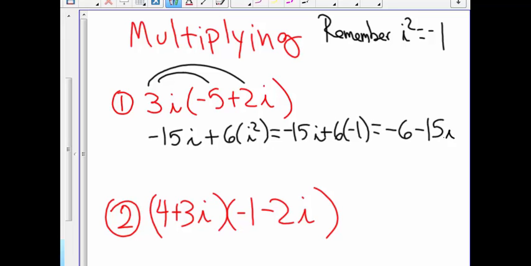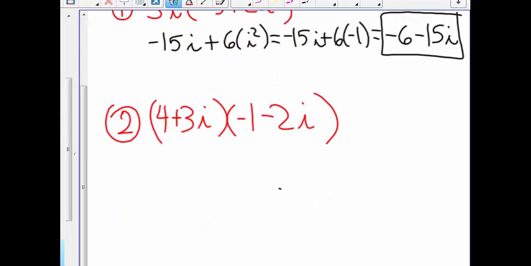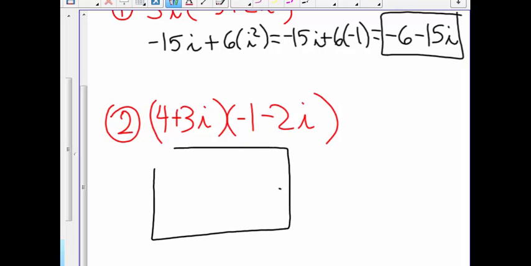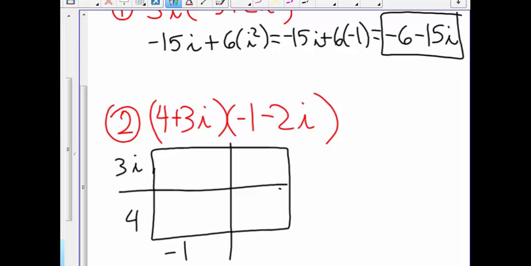And we got to make sure we rewrite it in a plus bi form. Okay, so the next one, we've got 2 terms times 2 terms, like a binomial times a binomial. So we need to use the box method. We can use FOIL too, but remember the box method works for any size polynomial.